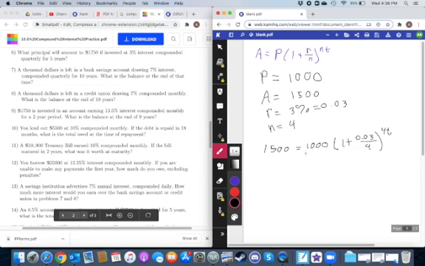But there are things that we can do first, and things that we need to do first. For example, we need to divide both sides by 1000, and that's going to give us 1.5 is equal to 1 plus 0.03 over 4 to the 4t. Now, we have already established that the item that's in our parentheses is 1.0075, and this is still to the 4t.